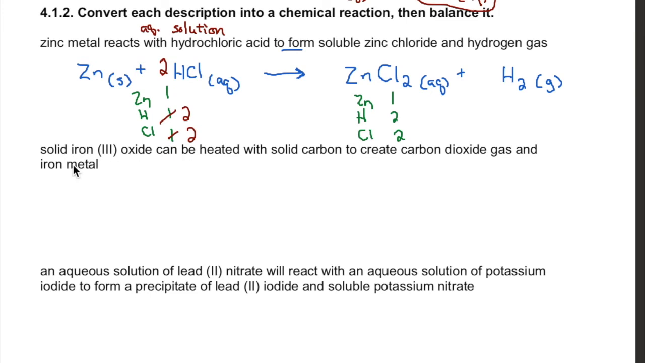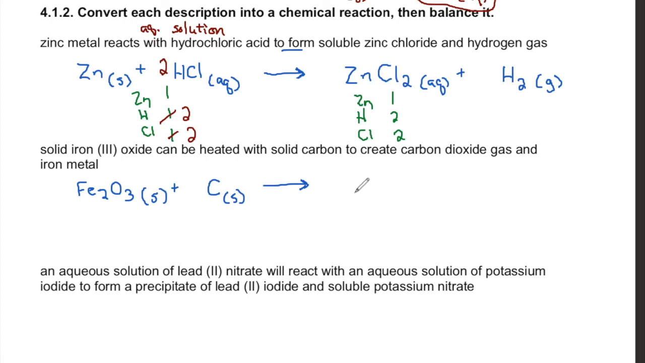Okay, so iron(III) oxide, and it's a solid. Here's the correct chemical formula for iron(III) oxide, and then we note that it is a solid. And then carbon, solid carbon would be written like this. That's what we start with. We put that on the left side of the arrow.